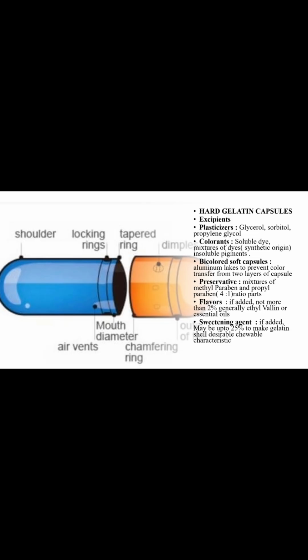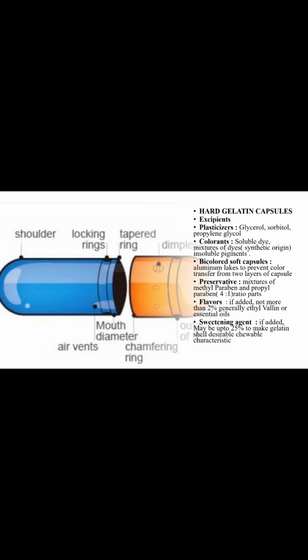As said earlier, there are two types of gelatin capsules. One is hard gelatin capsules and the other is soft gelatin capsules. Hard gelatin capsules are made from a gelatin shell that contains various ingredients to improve their functionality and appearance. Here is a breakdown of the main excipients used. First one is plasticizers. These help make the gelatin shell more flexible and less brittle. Common plasticizers include glycerol, sorbitol, and propylene glycol.